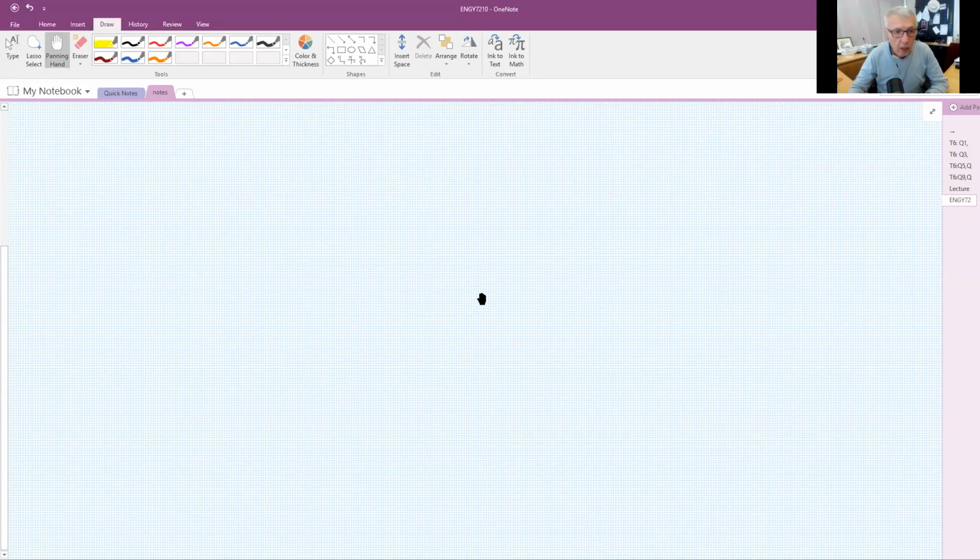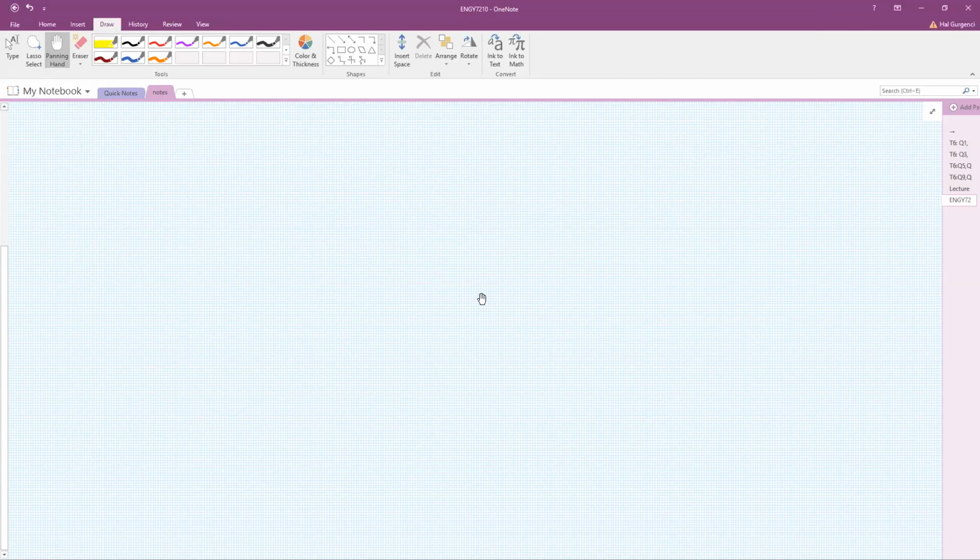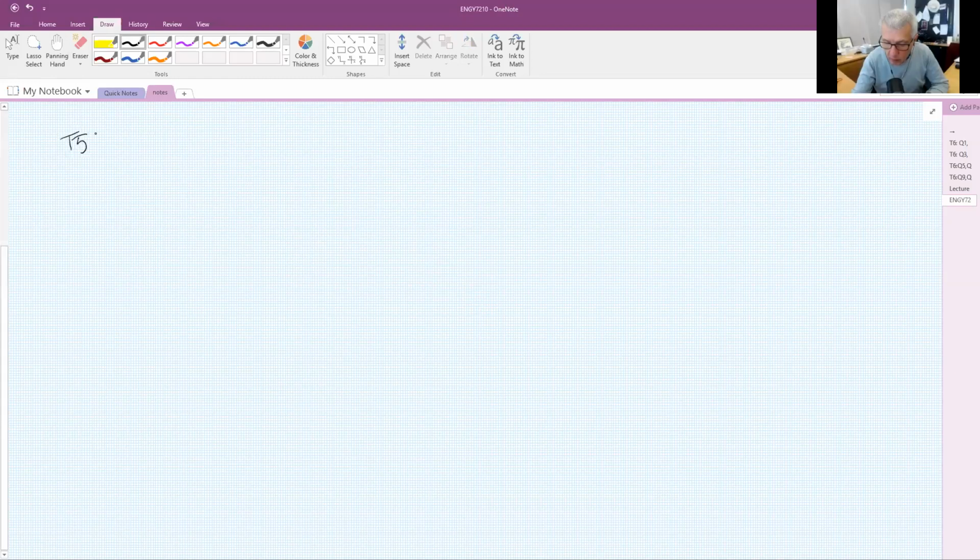So, can you see my notebook? It's just a blank grid paper. Yeah. Okay, we have test 5, question 3. Is that right? Yeah.